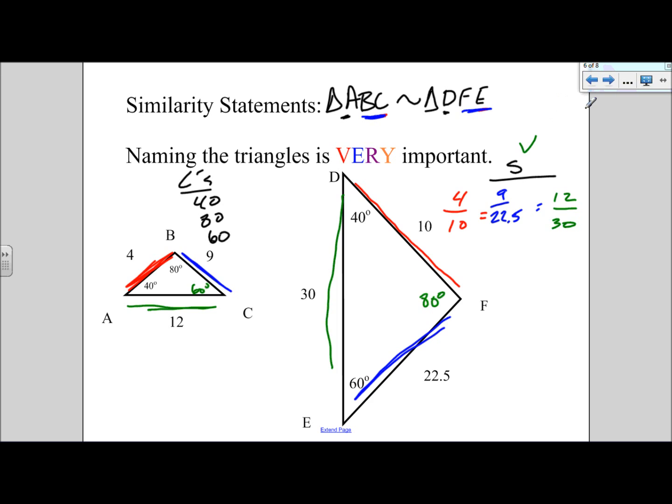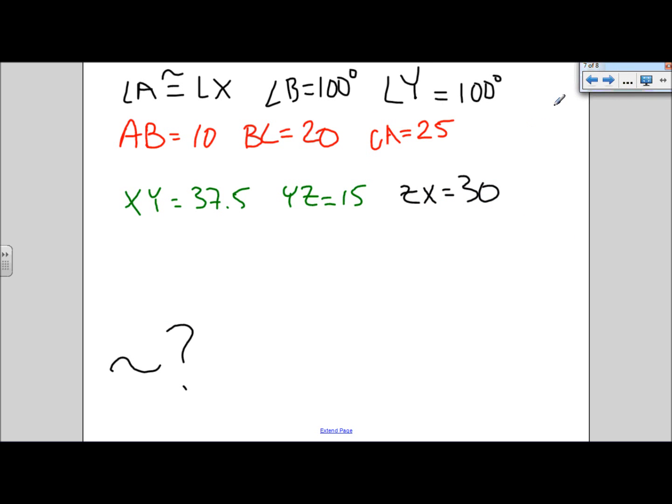So lastly, in your homework, bringing in for tomorrow, I want you to try this problem. Here's all your given information. I say angle A is congruent to X. B is equal to 100 and Y is equal to 100. I give you length of AB is 10, BC is 20, CA is 25. XY is 37.5, YZ is 15, ZX is 30. I want to know if those triangles are similar and write a similarity statement. Tell me which triangles are similar.